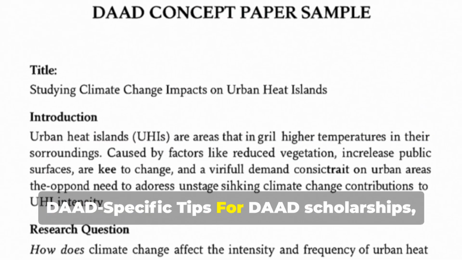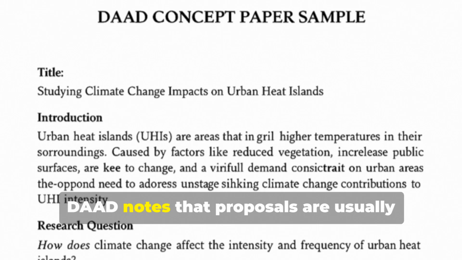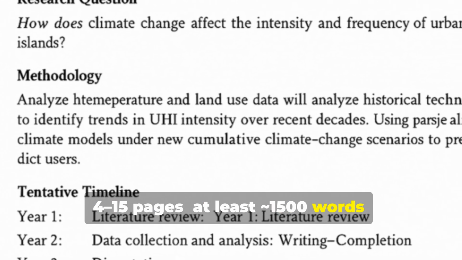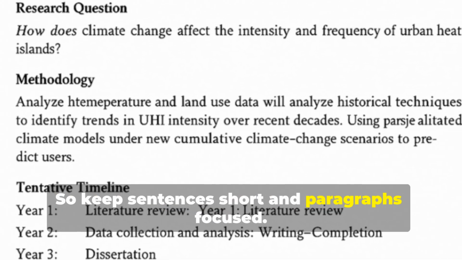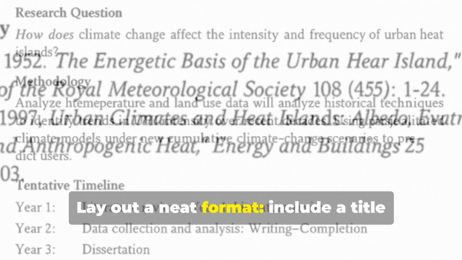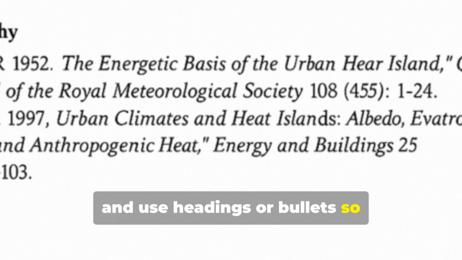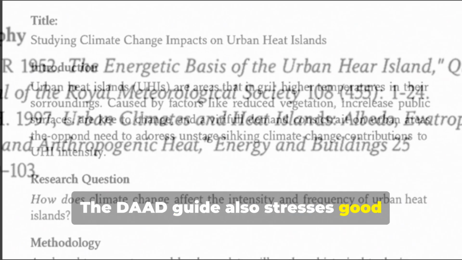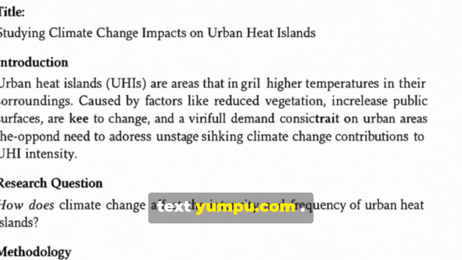DAAD-specific tips. For DAAD scholarships, clarity and brevity win. DAAD notes that proposals are usually 15 pages, at least 1,500 words. So keep sentences short and paragraphs focused. Lay out a neat format. Include a title page with your info and use headings or bullets so reviewers can scan. The DAAD guide also stresses good legibility. No tiny fonts or walls of text.